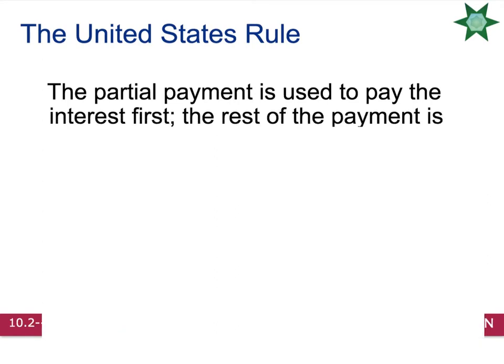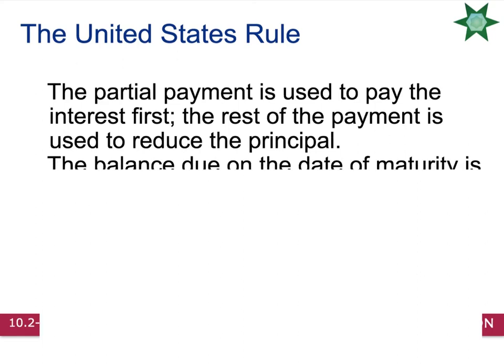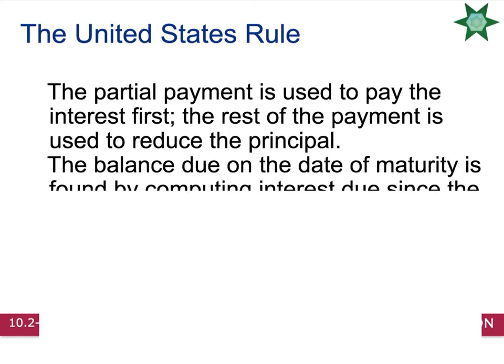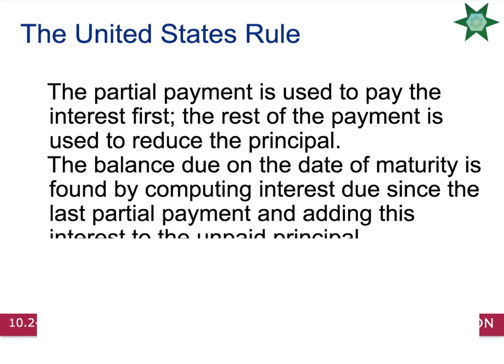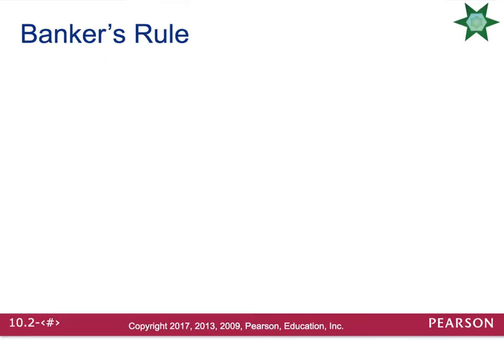The partial payment is used to pay the interest first, and then the rest of the payment is used to reduce the principal. The balance due on the date of maturity is found by computing the interest due since the last partial payment and adding this interest to the unpaid principal.